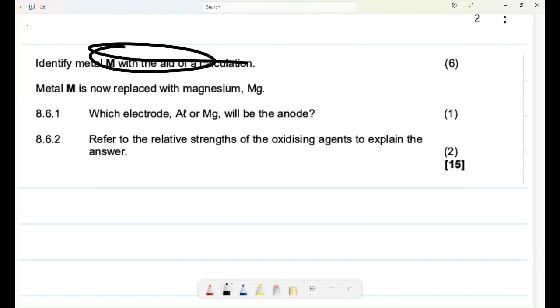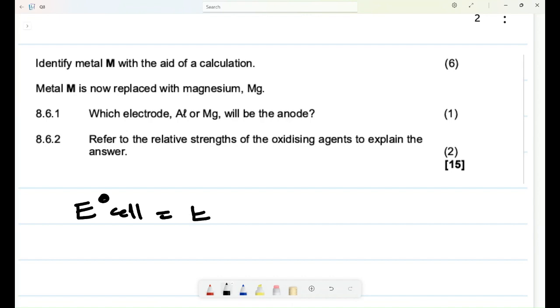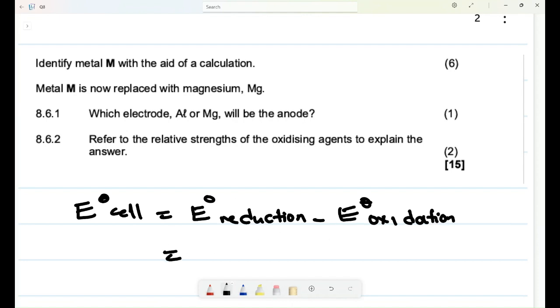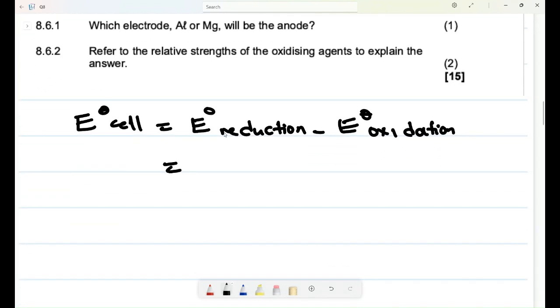Identify metal M with the use of a calculation. Now, remember how do we find that one? You can say E naught of the cell is equal to E naught of reduction minus E naught of oxidation. You can also use other words like E naught of the cathode minus E naught of the anode. Do not say E naught of the reduction minus E naught of the oxidation, it is 0.